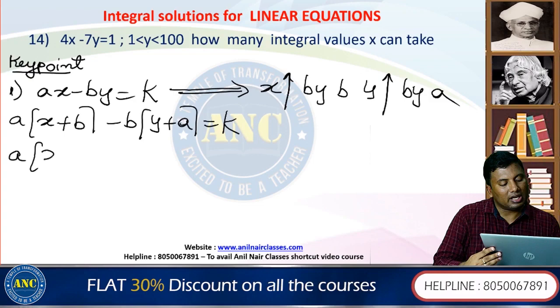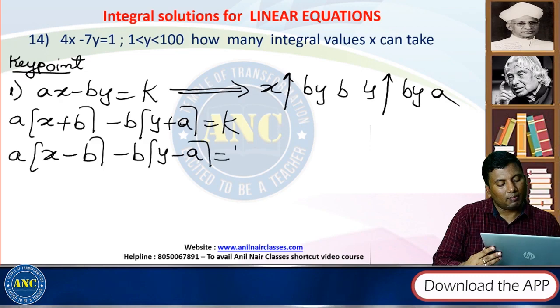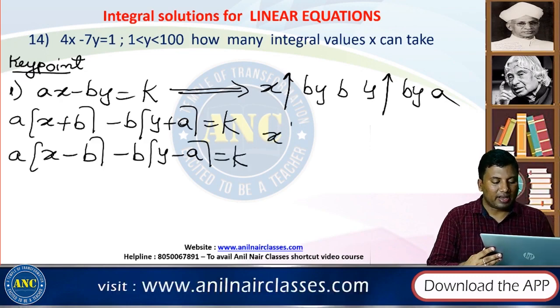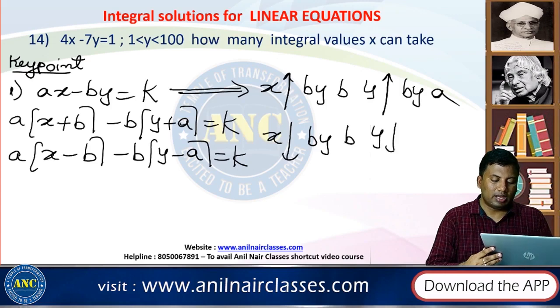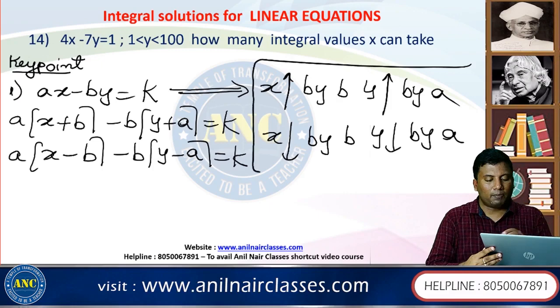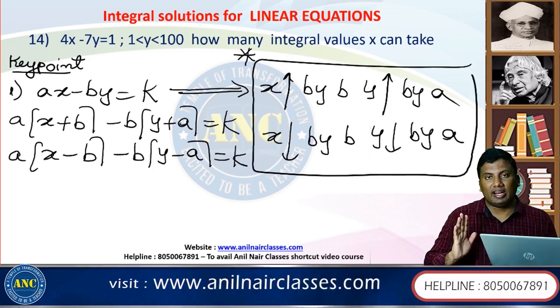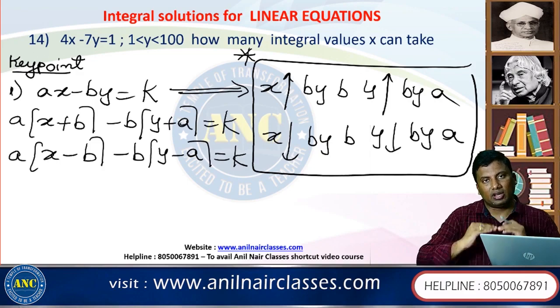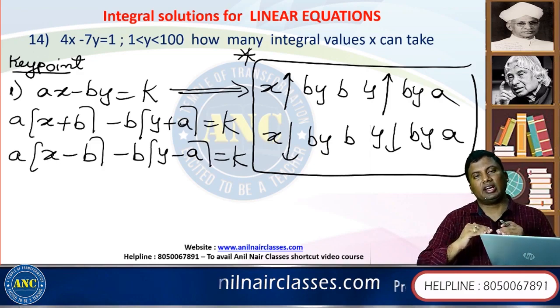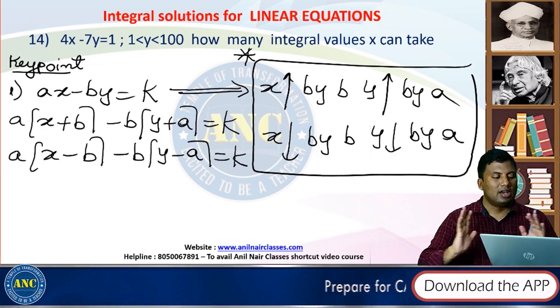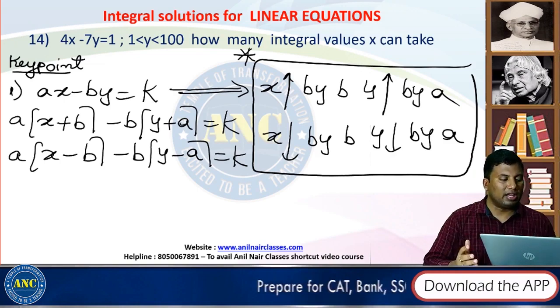If x decreases by b, y will also decrease by a. Minus ab plus ab. Because it is minus, x and y are directly related. If x increases, y also increases. If x decreases, y also decreases. Key point 1, I hope it is clear.